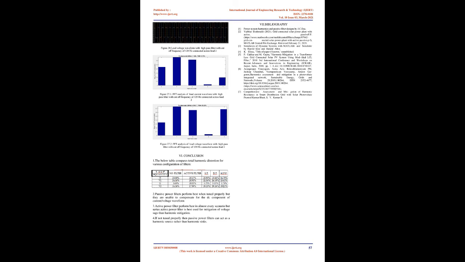Passive power filters perform best when tuned properly, but they are unable to compensate for the DC component of the current/voltage waveform. Active power filters perform best in almost every scenario, but the series active power filter is best used for mitigation of voltage sags rather than harmonic mitigation. If not tuned properly, then passive power filters can act as a harmonic source rather than harmonic sinks.